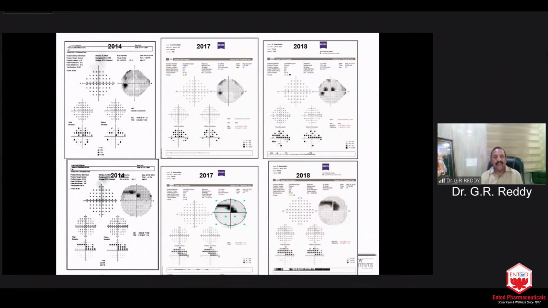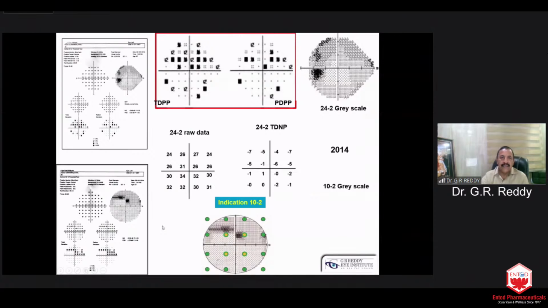So in this way, I will take one patient. This patient actually started from 2011. I will now give you the fields from 2014, 2017 and 2018. If you see 2014, 24-2, here the probability plot is showing the defect. Now I will go to the next slide. In 2014, the field defect had already started within 10 degrees. If you appreciate the loss of brightness, here the brightness is there, here the loss of brightness is there, and the probability plot is showing a scotoma.